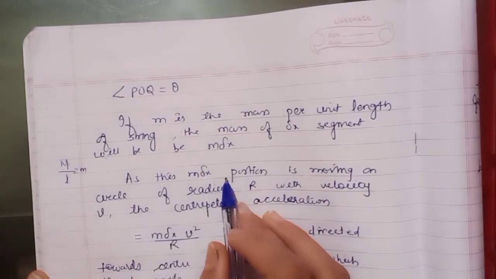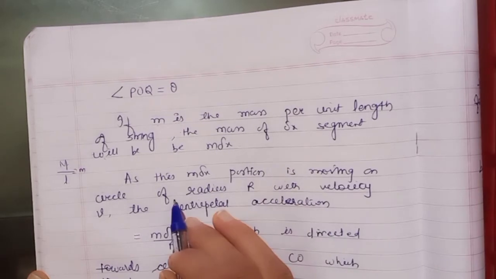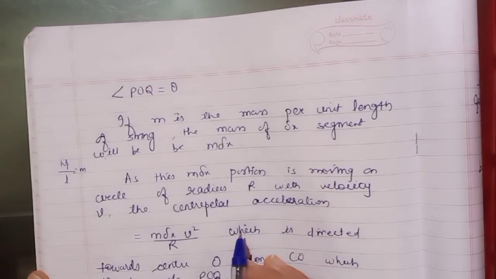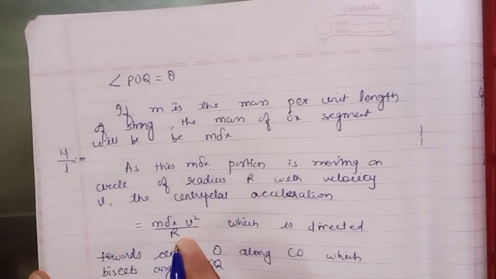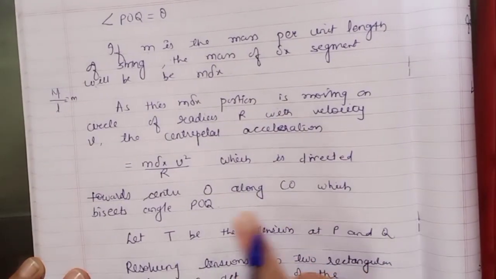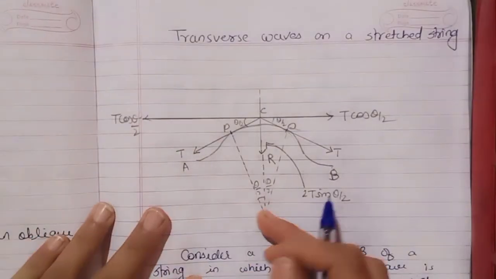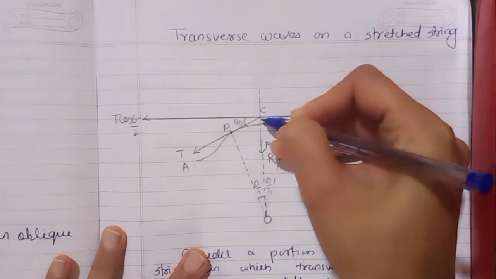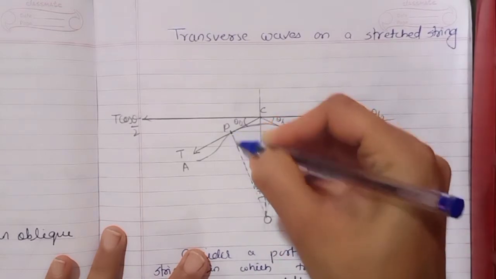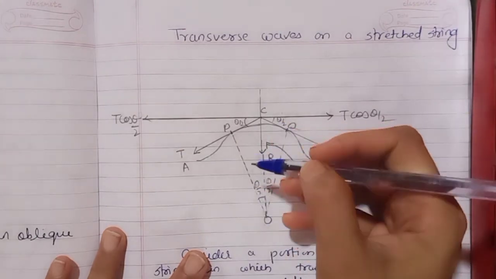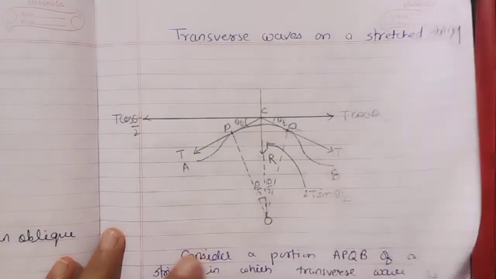Now as this m delta x portion is moving on a circle of radius r with velocity v, the centripetal force will be m delta x v square upon r, which is directed towards the center O along CO, which bisects angle POQ. This is r. So this PQ segment is performing circular motion of radius r.